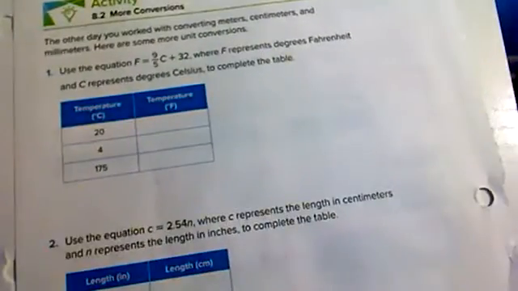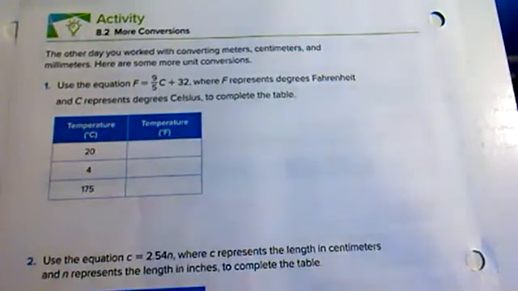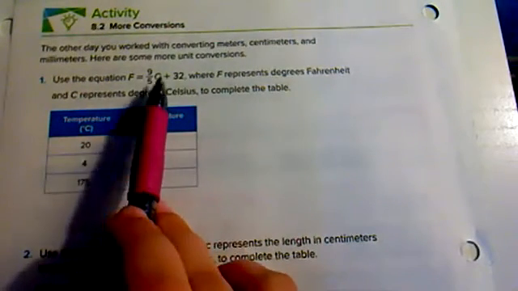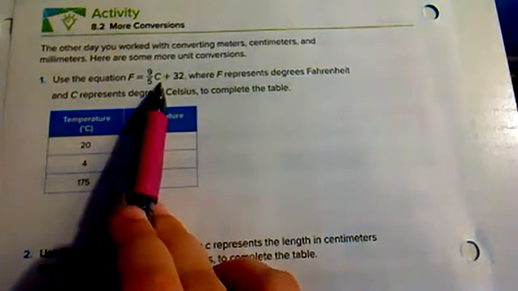So let's turn the page from 127 now over to 128. So we're looking at activity 8.2, more conversions. So the other day you worked with converting meters, centimeters, and millimeters. Here we are going to convert some more units. Number 1 says use the equation F equals 9/5 C plus 32, where F represents degrees Fahrenheit and C represents degrees Celsius to complete the table. So we're going to use this equation, and all we're filling in for is C and solving.